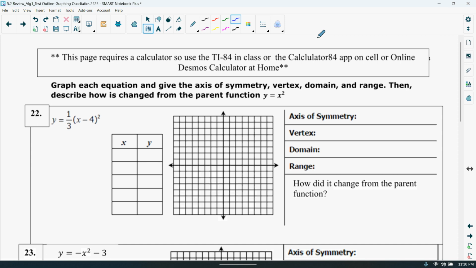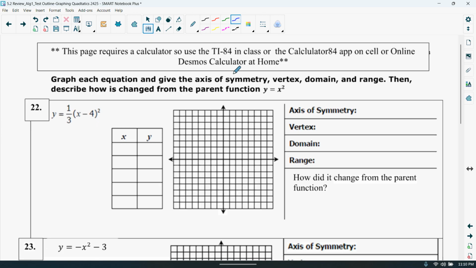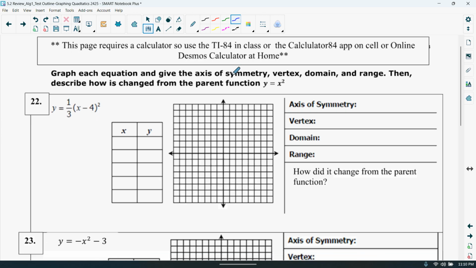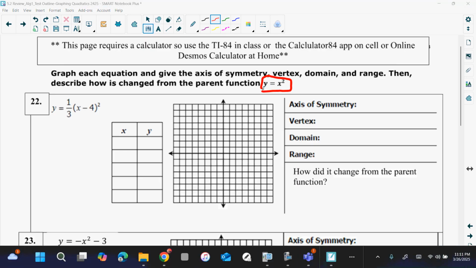This next section, you're going to need a calculator, or you can use your decimals calculator online. We're going to graph the equations and give the parts: the axis of symmetry, vertex, domain, and range. Then we want to describe how it changed from the parent function. So your parent function is this equation here, and we're going to need to have that equation in our calculator at all times.